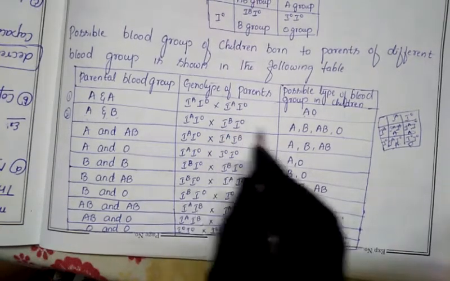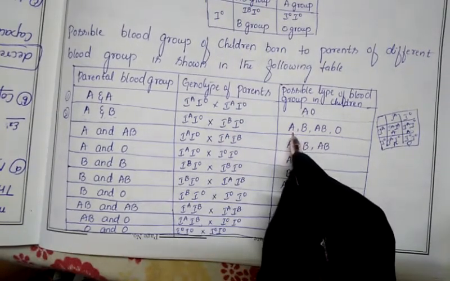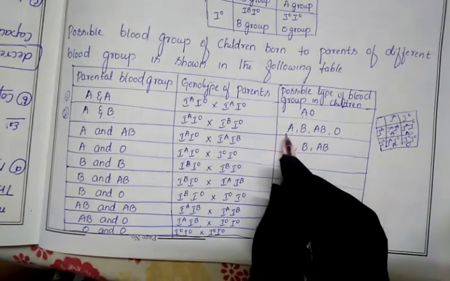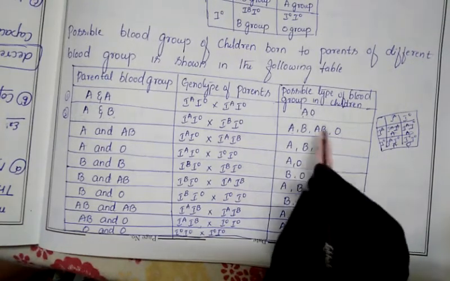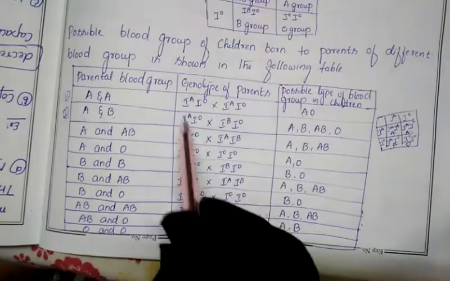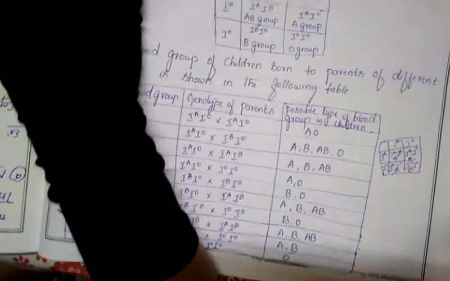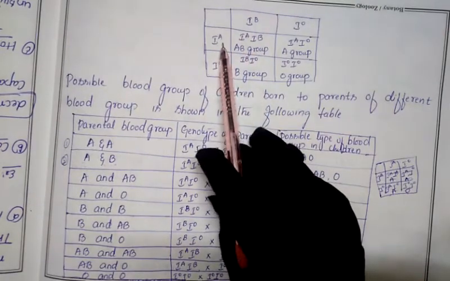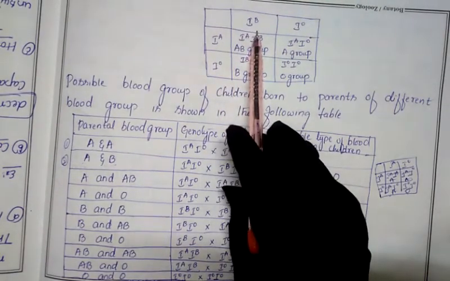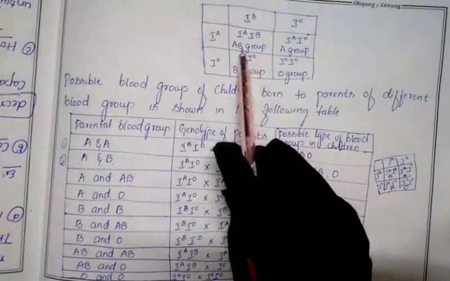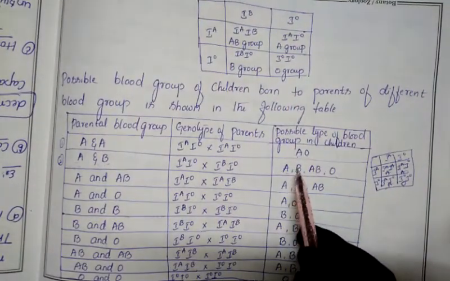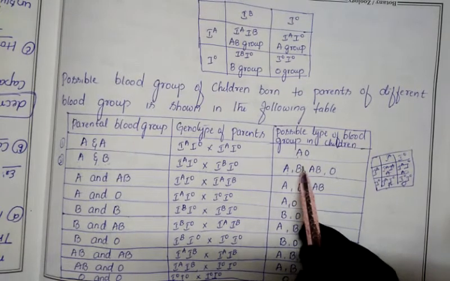For the heterozygous condition, which type of blood group will appear in the children, in the progeny? All 4 different types of blood groups will appear: A, B, AB and O. Just now we have discussed this; these alleles only we have calculated here. So one parent has the A blood group and the other parent has the B blood group, and 4 different types of blood group will appear in the offspring.